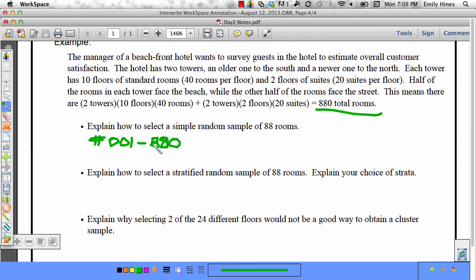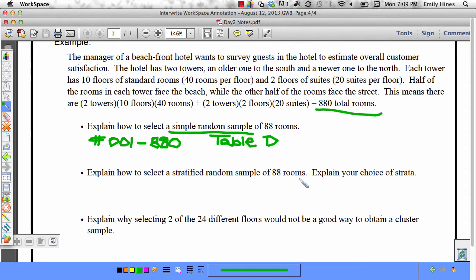Okay, they have to have the same number of digits. Then he's going to use Table D, or a random number generator, and choose 88 of these rooms, 88 of these numbers. And he's going to go to those rooms. If he gets repeats, he's going to put them back and try again. Okay, that's how you would do a simple random sample.